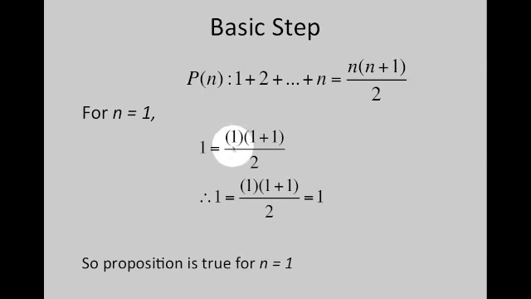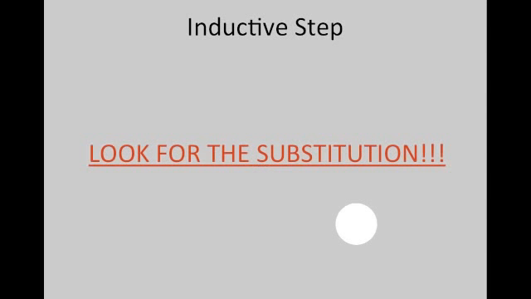In this case, we just substitute 1. In all cases, actually, just substitute the lowest number. In this case, it's 1. 1 times (1 plus 1) over 2, which is, of course, 1. So the proposition is true for n equals 1. Now, the inductive step.